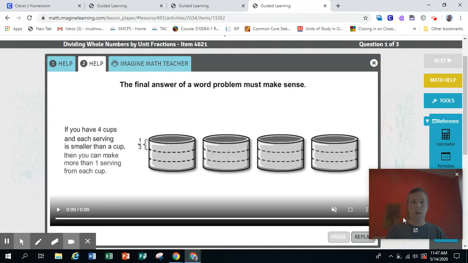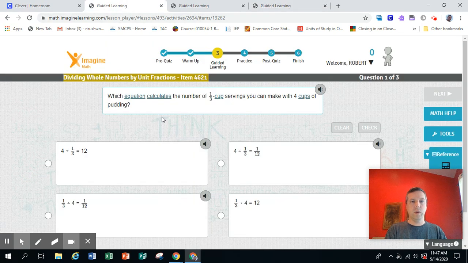So let's look at our answer choices then. We're trying to find which equation calculates the number of 1/3 cup servings you can make with 4 cups of pudding. So just like the 6 divided by 2 one, we'll begin with the total number of cups of pudding we have, which here is 4. So I look at these 2 choices and I see they don't begin with the total amount of pudding that we have. They begin with 1/3. So these are not going to be the answer.